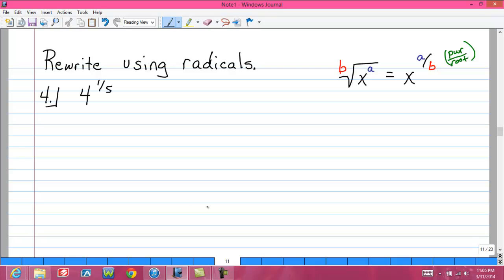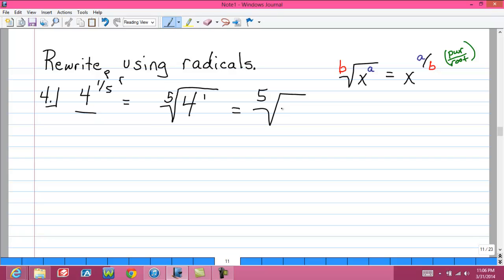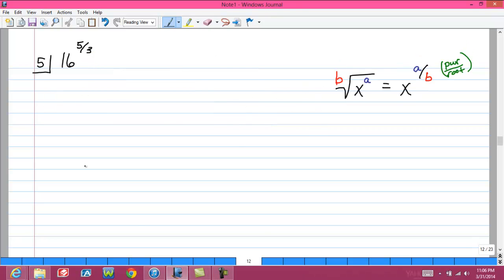Rewrite using radicals. Write the radical symbol. The power is 1, the root is 5. Now we do not normally write the 1, it is understood. So the answer is the 5th root of 4. Example 5.